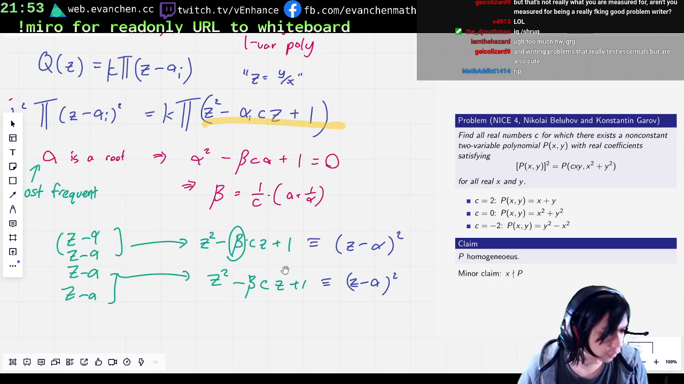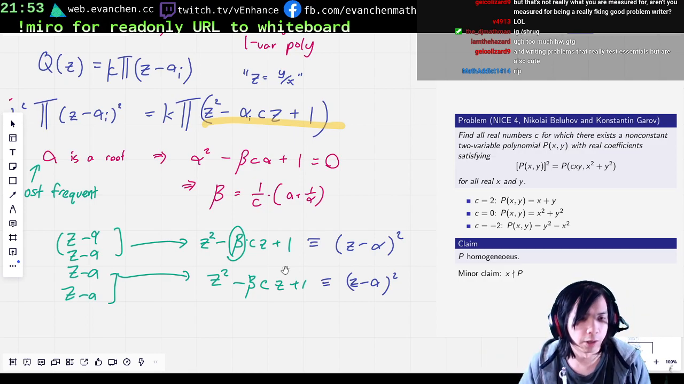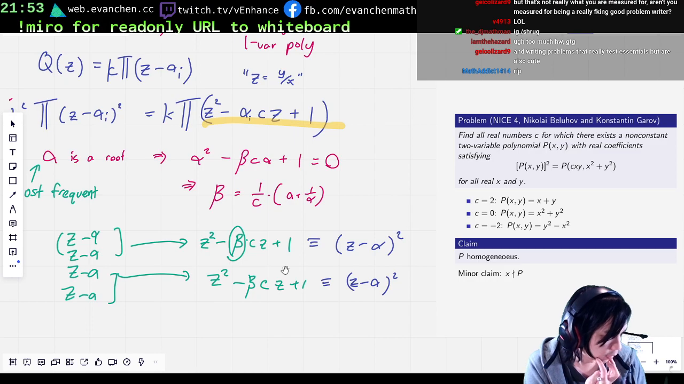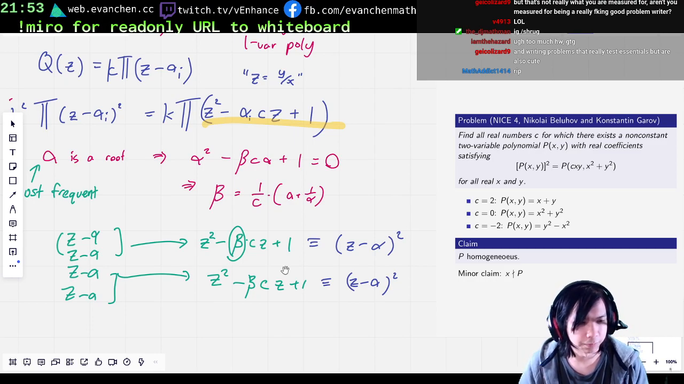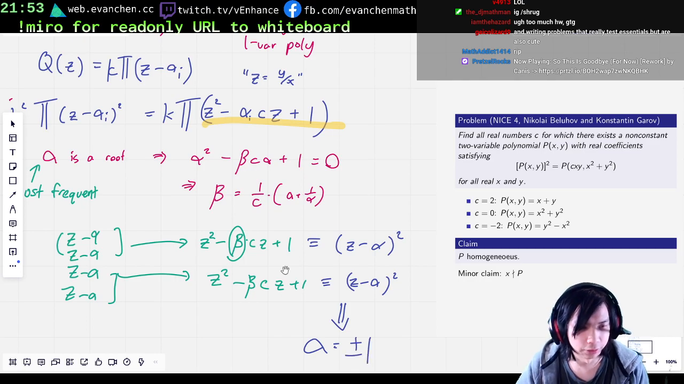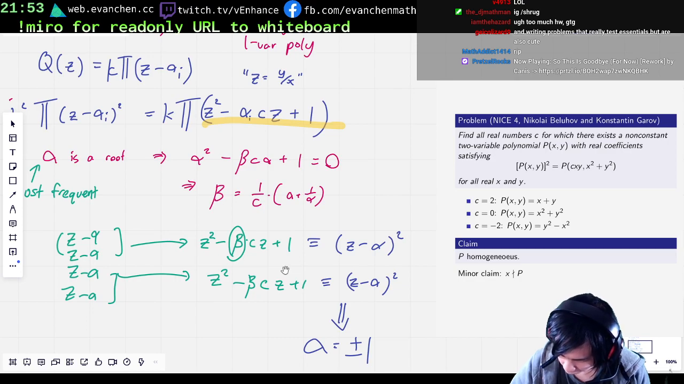Why is it z minus alpha i squared? Because in the original problem, p of xy is squared. Alright, so what does this mean? Well, it tells us that alpha is plus or minus 1, because you compare it to the constant term. And so beta must be plus or minus 2c.